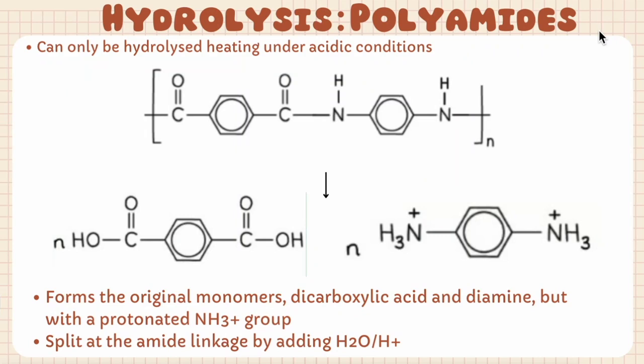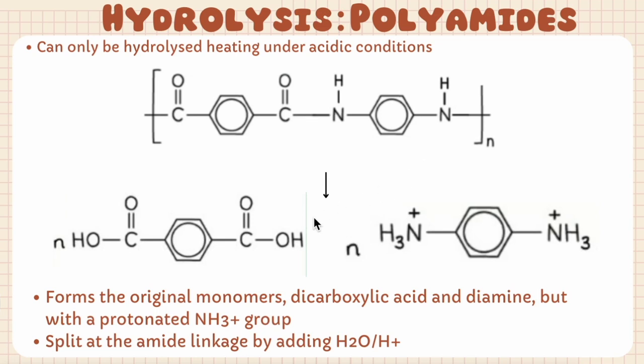Polyamides can also be hydrolyzed, but these ones can only be hydrolyzed in acidic conditions. You just heat them in acidic conditions. This could be heating it with H2SO4 or just H2O/H+. You can just write that. That just means acidic conditions. And it's going to split it into the monomers, just like the dipeptides. So it's going to form the original dicarboxylic acid and the diamine, except the NH3 group is going to be protonated, remember, because it's in acidic conditions.